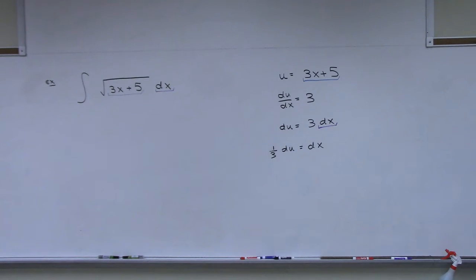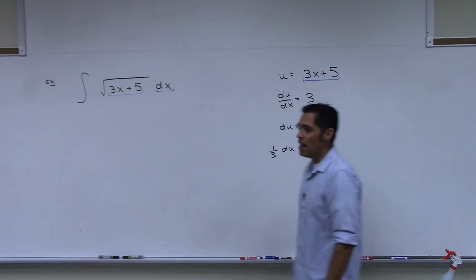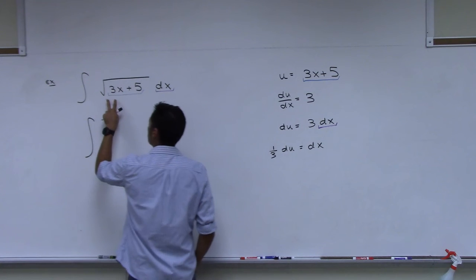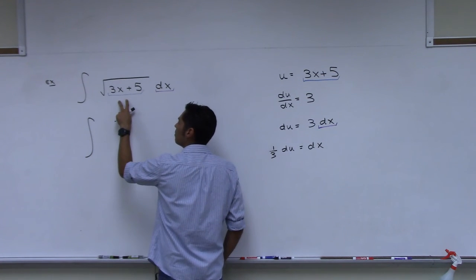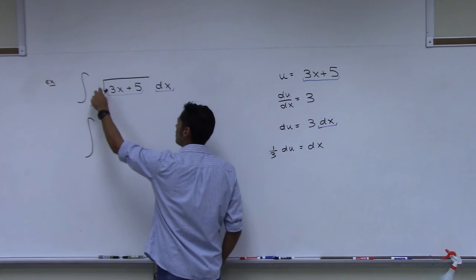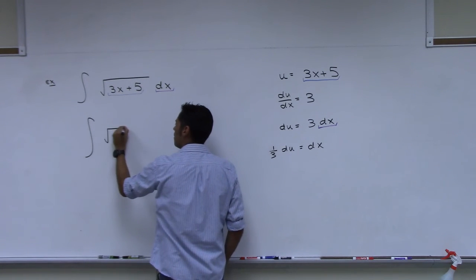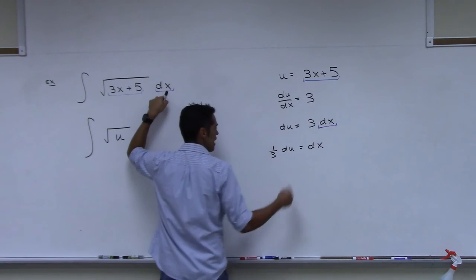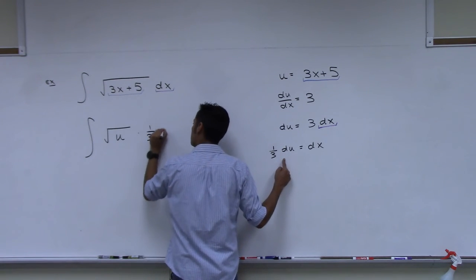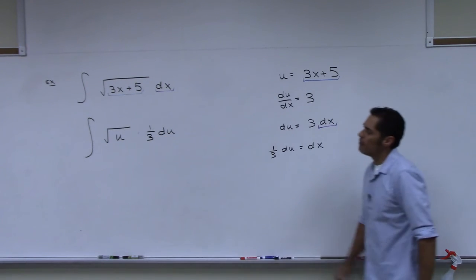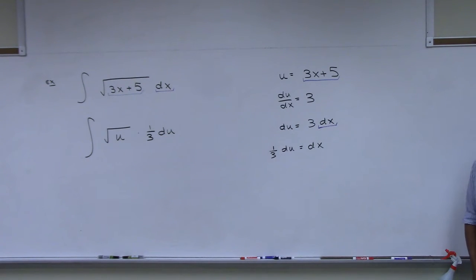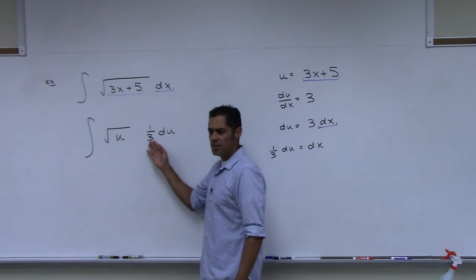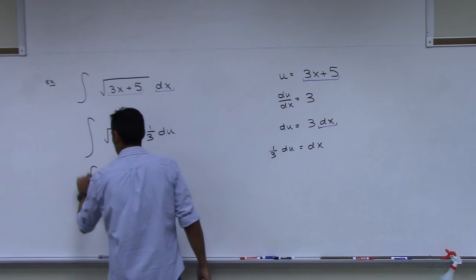And now we rewrite it. This will become square root, right? The square root stays here because we're not replacing the square root. So square root of what? U, that's the 3x plus 5. And then the dx became 1/3 du. So this is good so far. What about that 1/3? Do we care too much about this? No? We're just going to bring that out front.